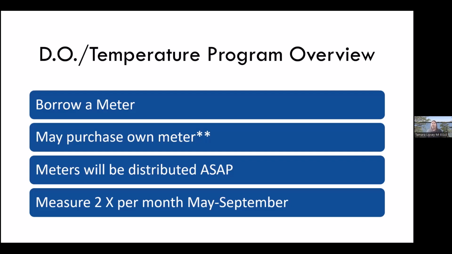Some lakes decide to purchase their own meter. We require a particular kind of meter, so if you are thinking about doing this, please contact us before you do. They run about $1,200 or so.